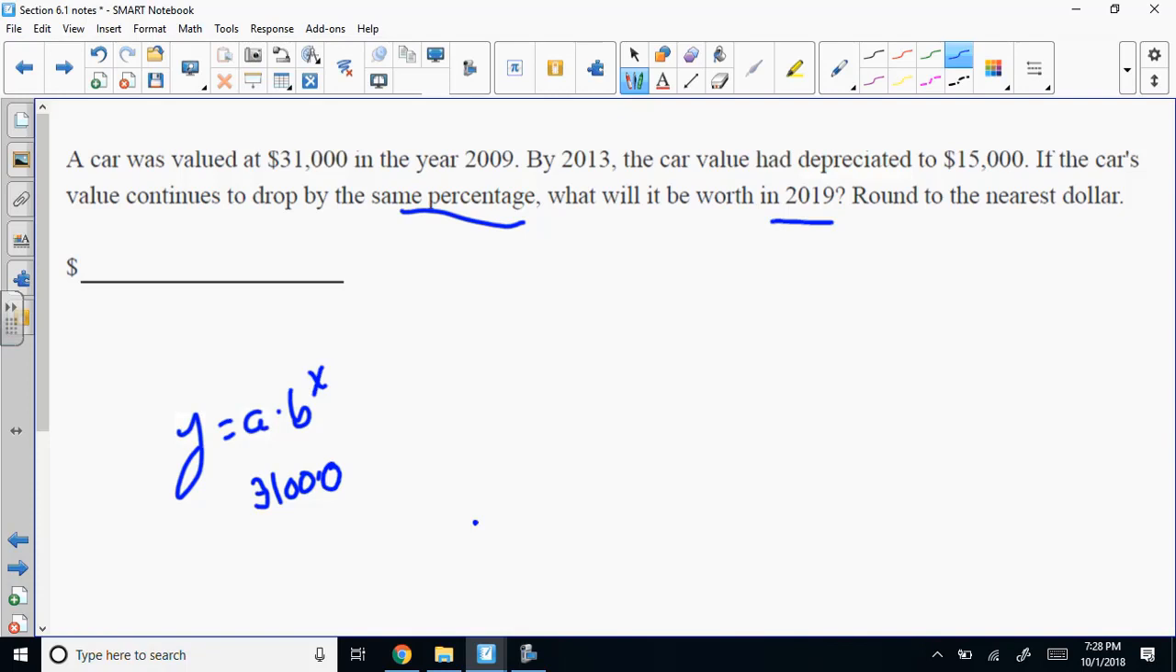So, what you want to do? How many years is that? So 4 years. What did it depreciate by? What is its percentage that it went down? How much? No. What percentage? Not how much. Come on now.